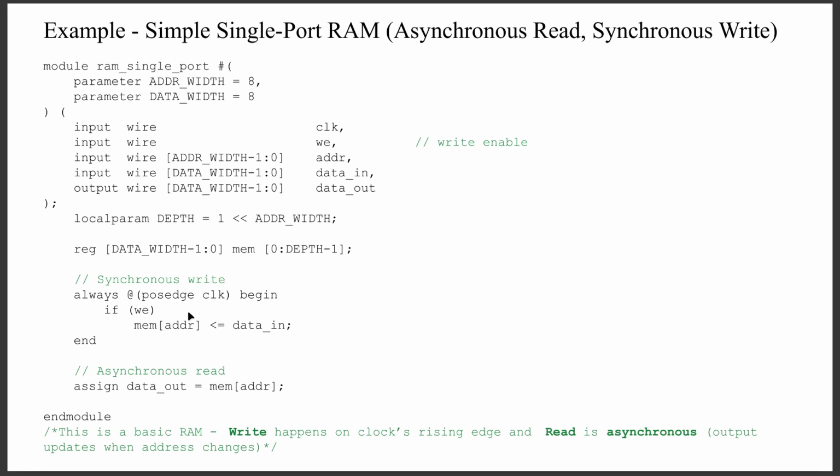Okay, and then if write is enabled at every clock cycle, data in is set equal to the address index of mem, and then data out will be equal to the index address of mem.